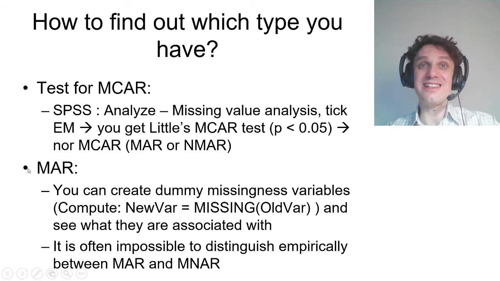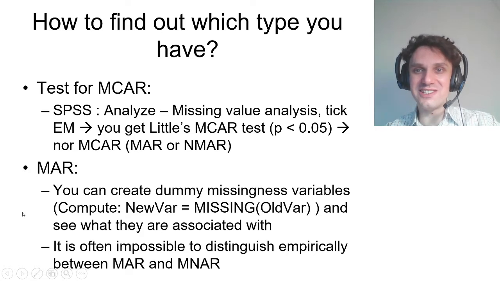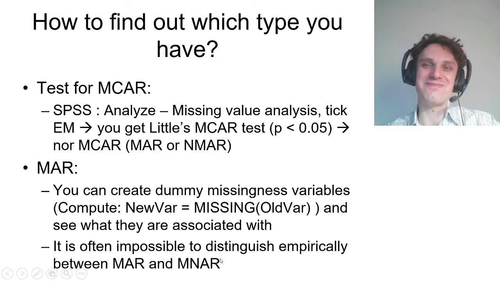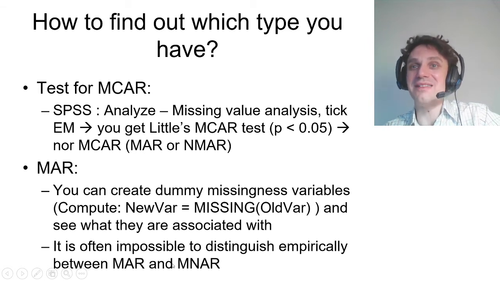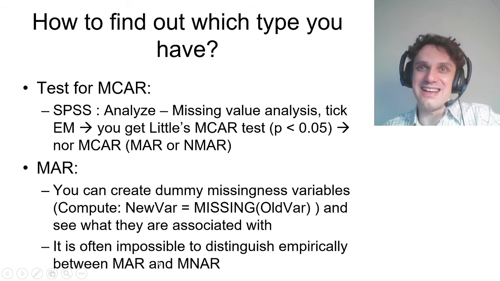With missing at random, the good news is that it's not possible to distinguish empirically between the bad situation and the extremely bad situation. Missing not at random, you can only theoretically hypothesize, but you cannot distinguish between missing at random and missing not at random. For missing at random, you can try to predict this missingness.